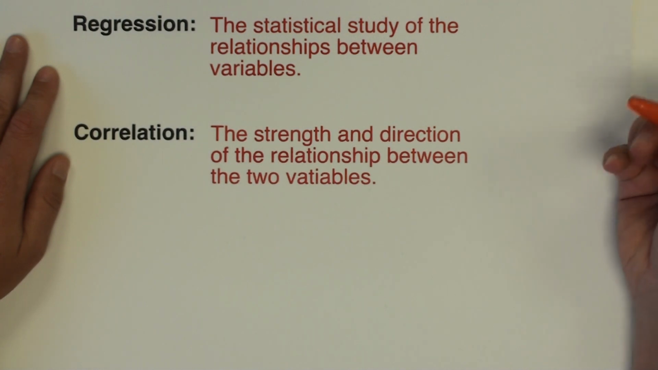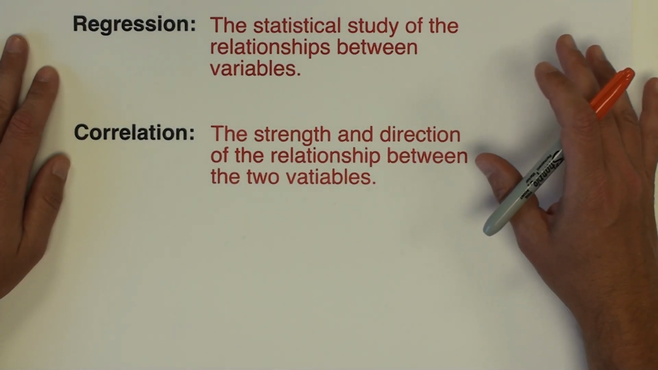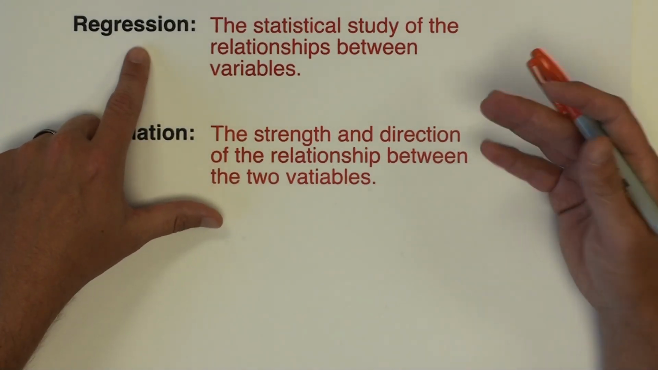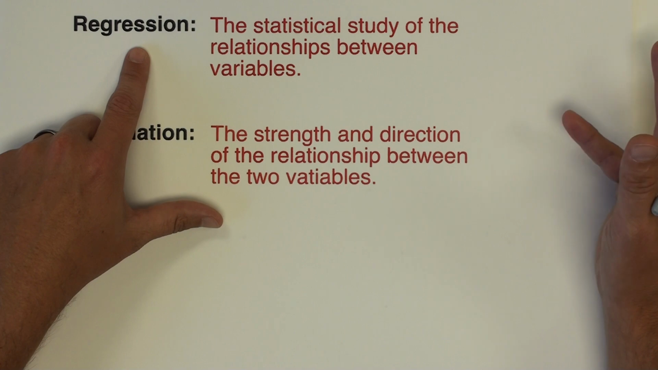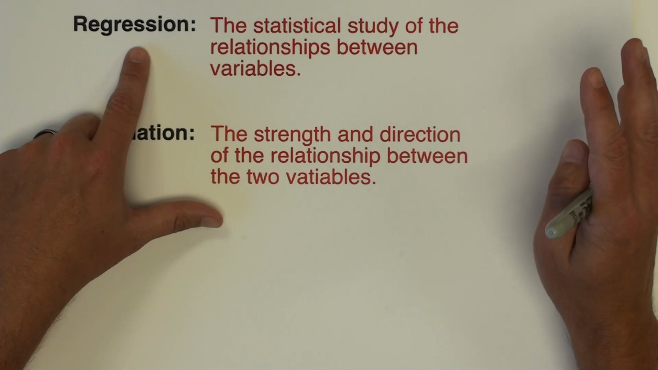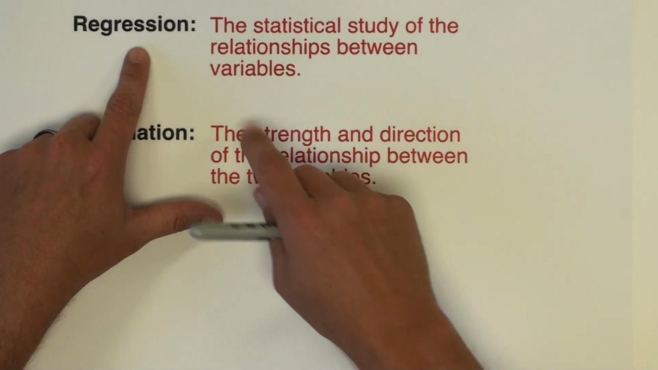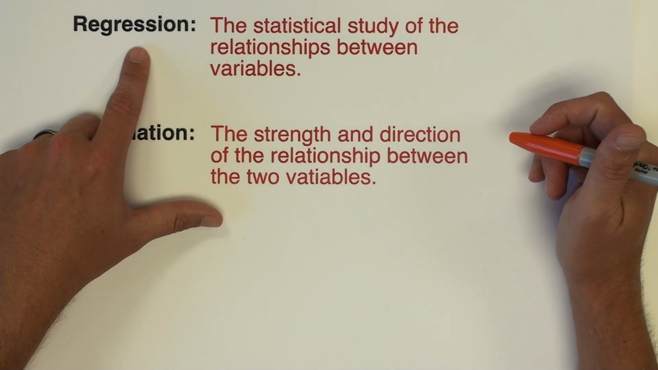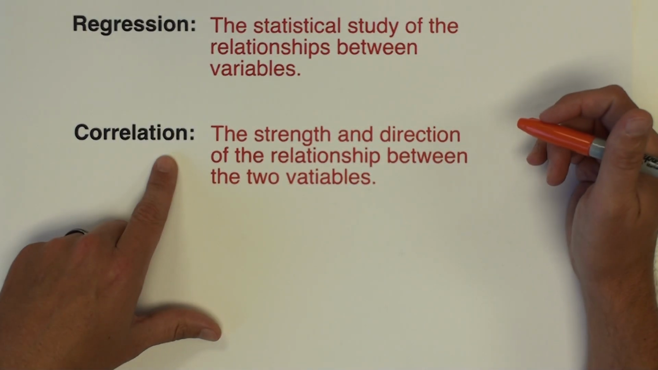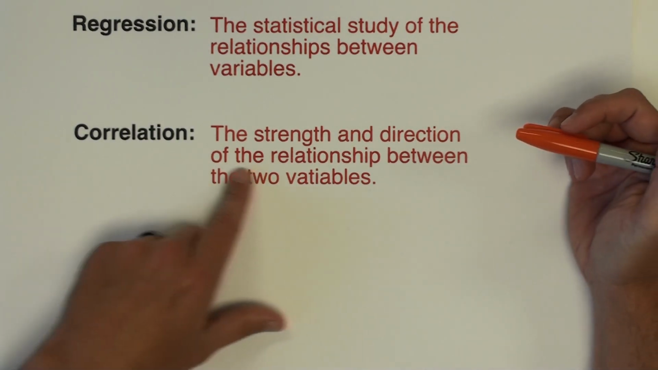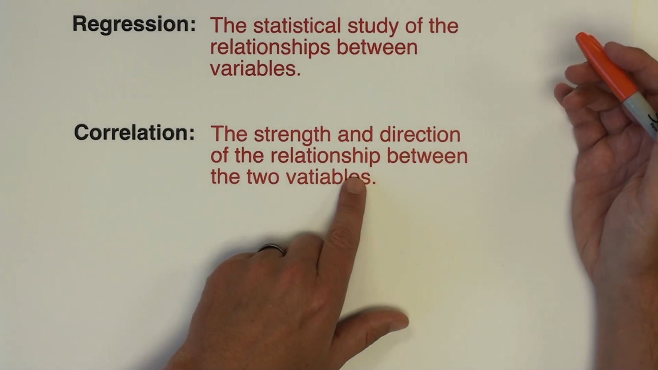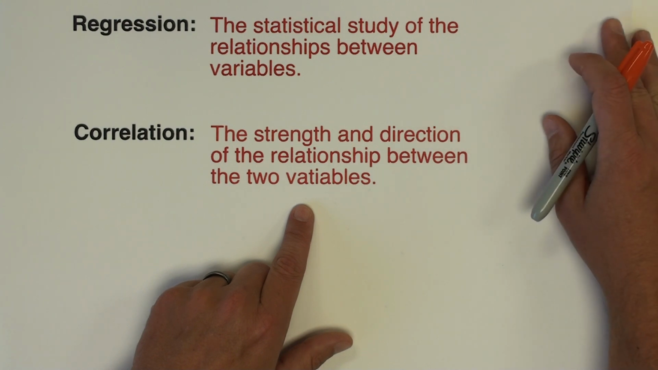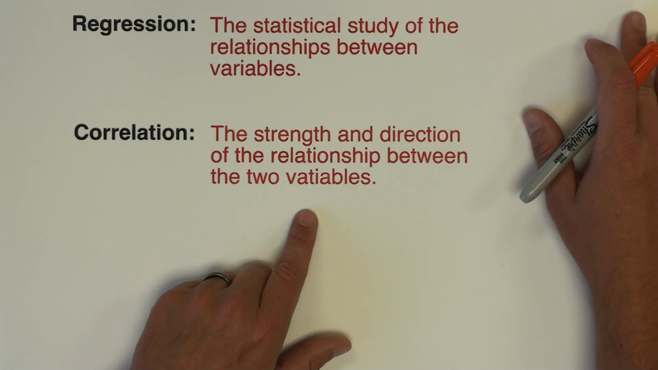Okay, a couple of vocabulary terms that you're going to want to write down in your notes if they're not already there. The first one is regression. So what we're going to be doing is a regression analysis of the relationship between two different variables. That's what a regression is: the statistical study of the relationships between variables. Now the correlation is simply the strength and direction of the relationship between the two variables. So take a moment and pause the video here if you need to record these vocabulary definitions.